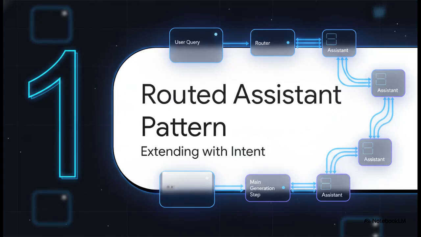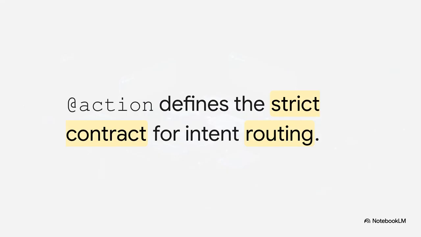Section 1. The Routed Assistant Pattern. We're going to extend our chatbot with explicit intent. Okay, so the first major step in scaling up our architecture is moving from a simple conversational loop to a routed assistant. We do this by adding a router to explicitly direct incoming user queries before the main generation step even happens. Just take a look at this Python snippet.